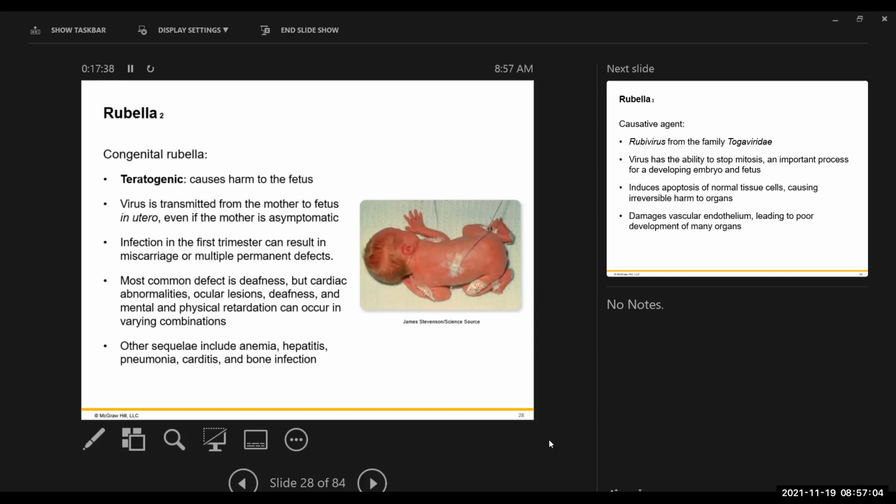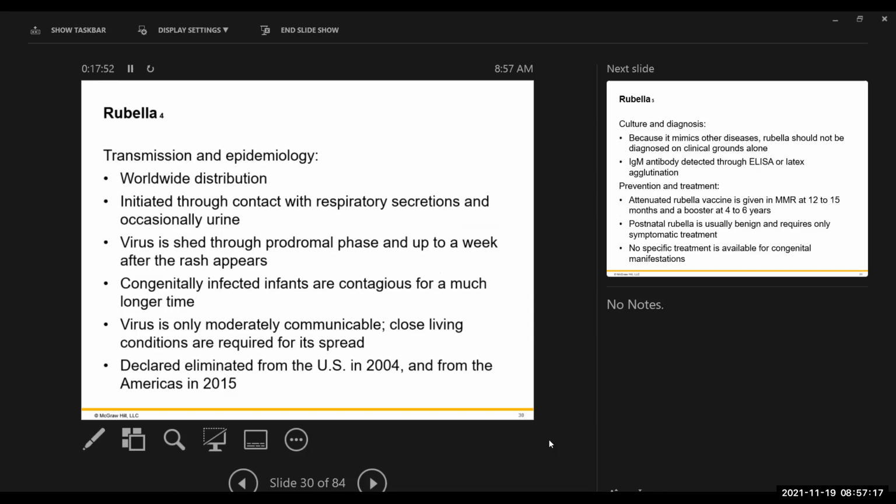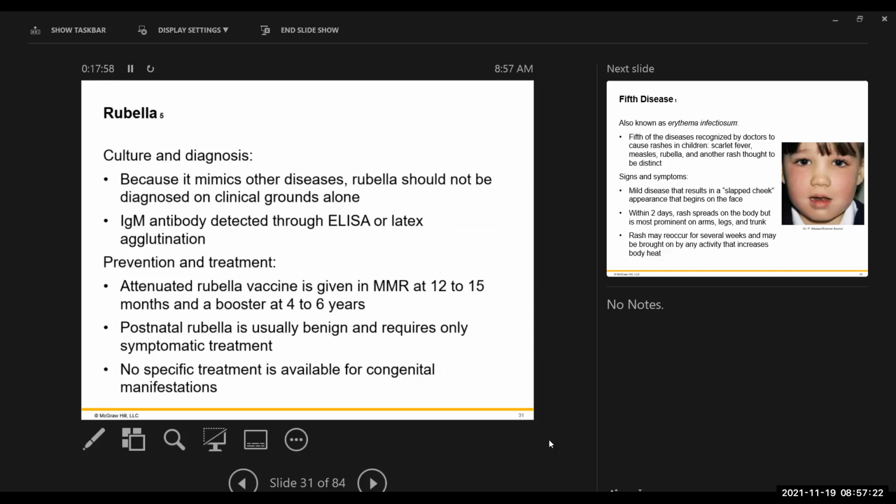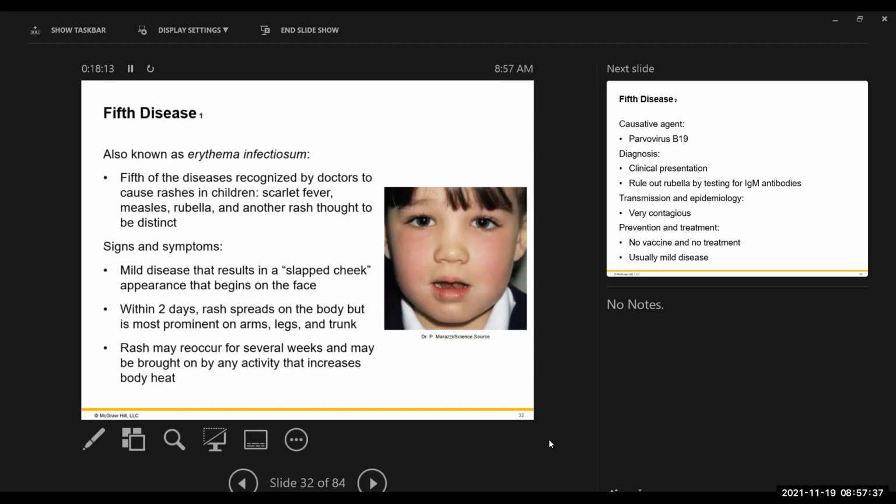To diagnose rubella, you use PCR or you look for IgM antibodies. No treatment available, but the disease is very, very preventable with the MMR vaccine. Questions about rubella? Fifth disease.